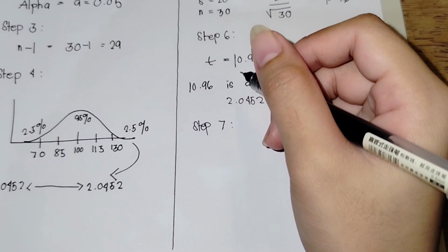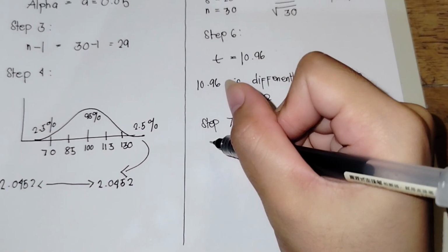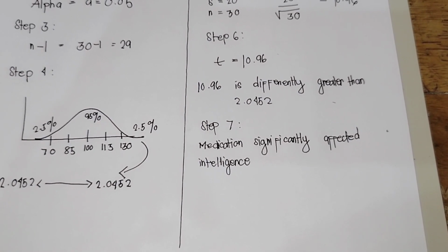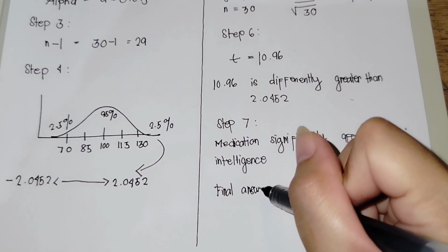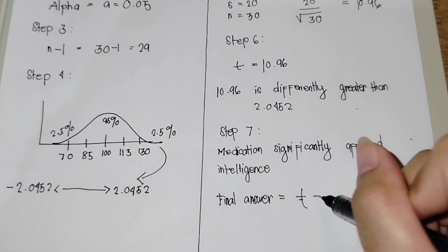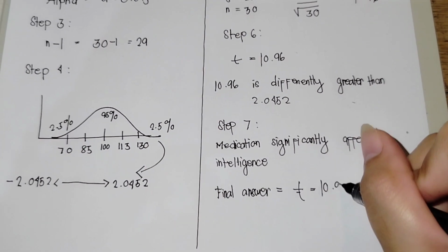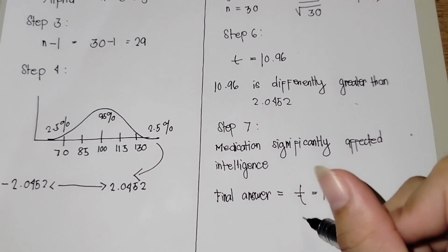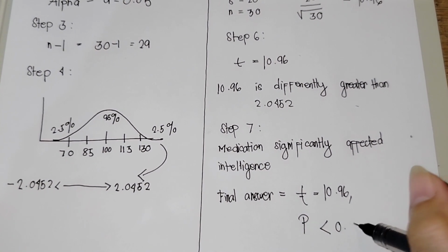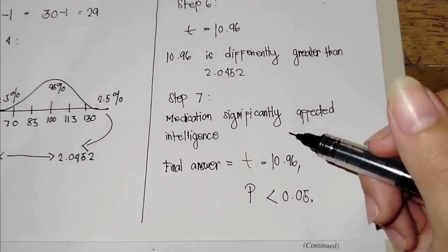Step 7. State conclusion. Medication significantly affected intelligence. The final answer is t is equal to 10.96, and the p-value is less than 0.05. So that's the final answer.